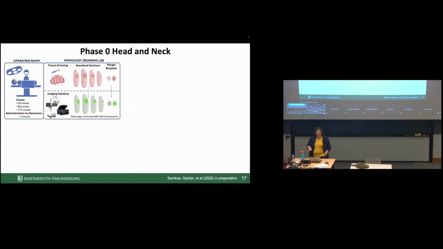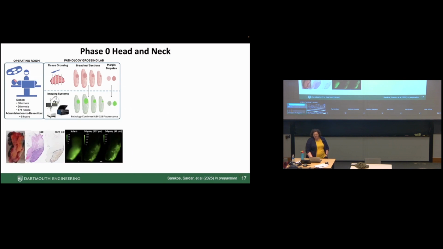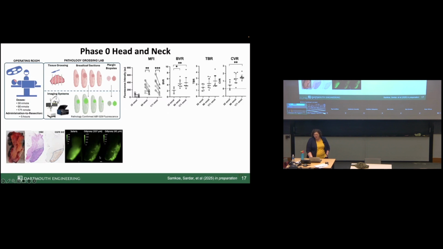In head and neck, we saw similar results. A slightly different study. We still looked at those cross-sectional sections, but we also took margin biopsies. You can see the images on the bottom there with both the immunohistochemistry and the corresponding fluorescence in a number of different imaging systems. Again, we saw the same correlation. Fluorescence increased in the tumor, but also increased in the normal tissue.